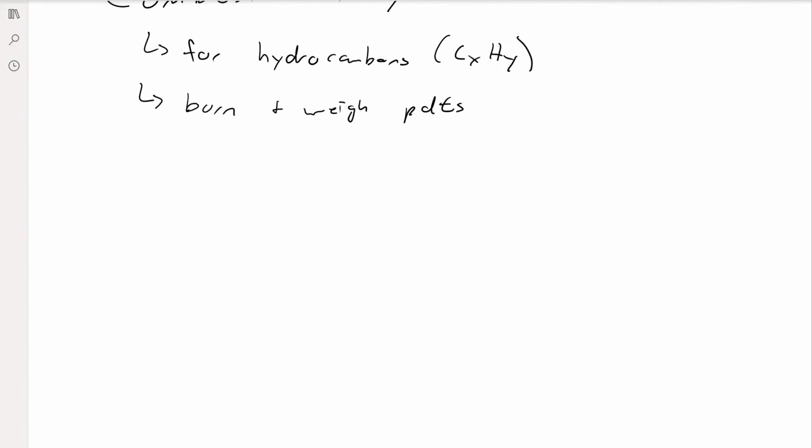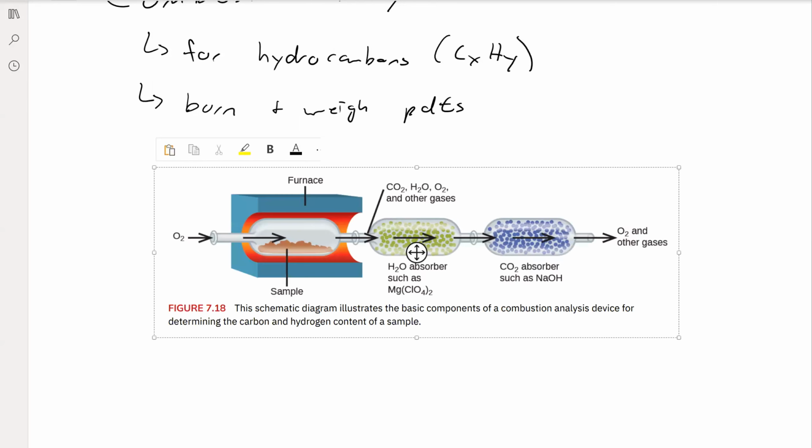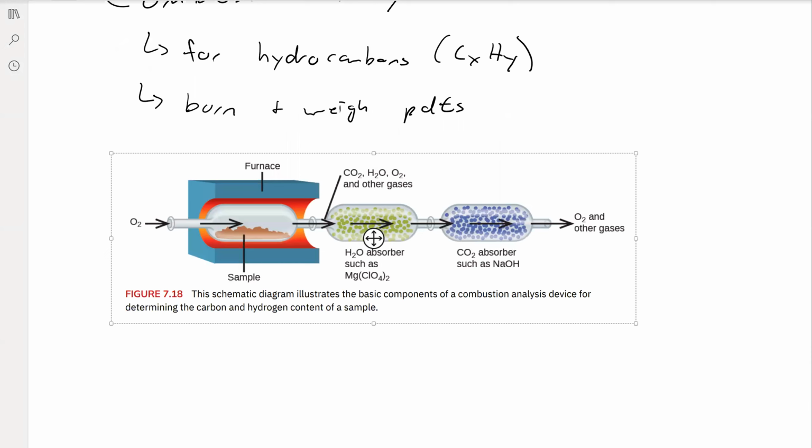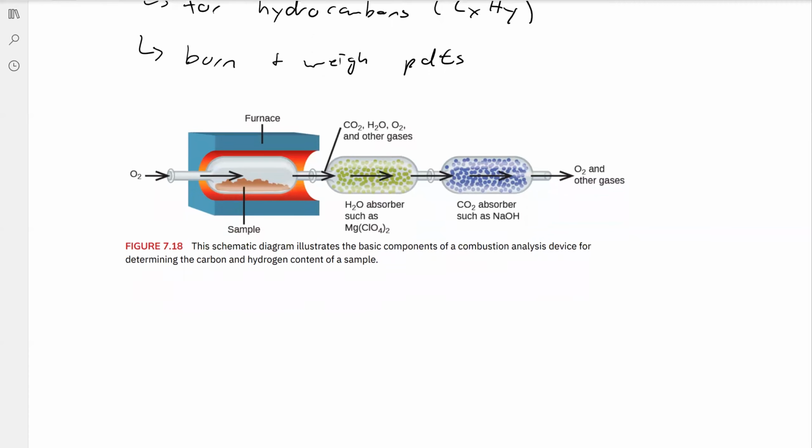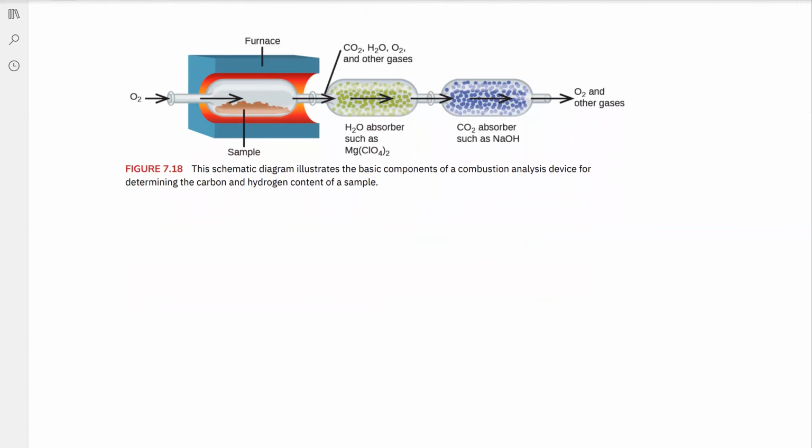If we think about a hydrocarbon, what are our products of combustion going to be? Well, they're going to be carbon dioxide and water. And so you have some kind of setup like this, taken from your textbook. You have your sample in here. You pass through a bunch of excess oxygen. You burn your sample. And then you've got some kind of water absorber, which will absorb any water that your product forms, and then a CO2 absorber that will absorb any CO2 that you get. That way you'll be able to tell how much water and carbon dioxide you formed.